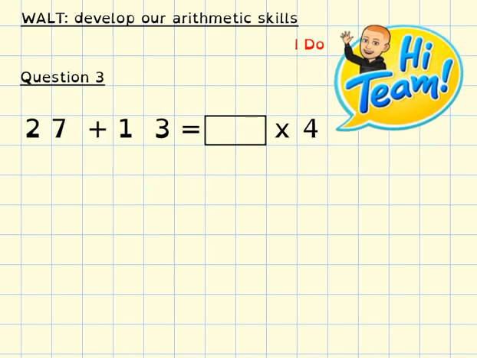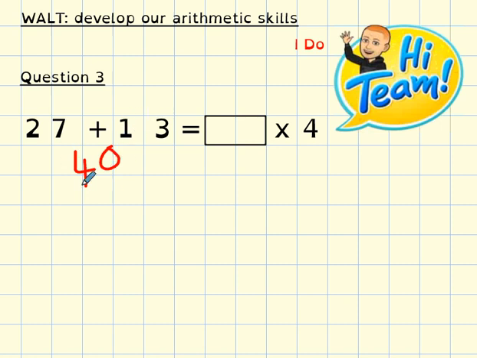Question 3, 27 add 13 equals something times 4. So the calculation needs to be balanced on both sides. That's what equals, which is here in the middle, means. It needs to be the same on both sides. So this side here, I can see equals 40. I can do that quickly by adding 20 and 10, which gives me 30, and then 7 and 3 is a number bond to 10. So adding those two answers would give me 40.